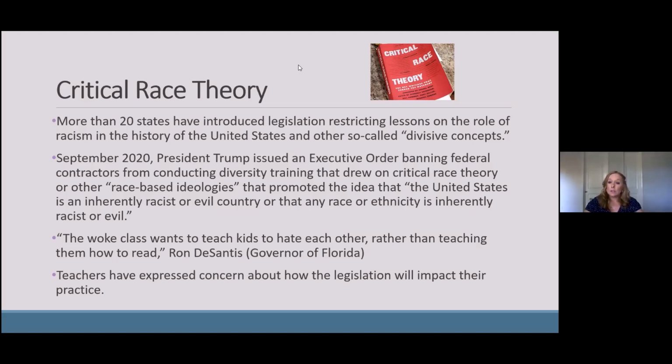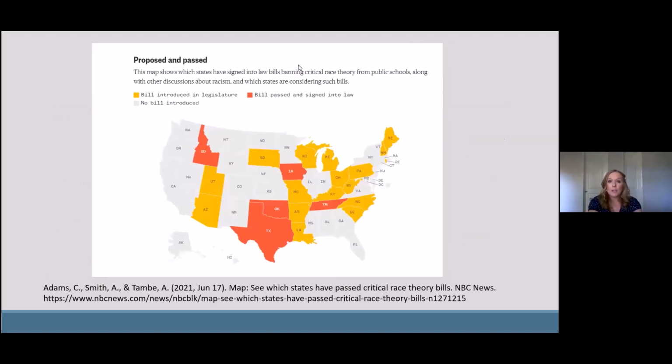And then teachers, of course, have expressed how this will impact their practice. So this map, which we got on June 17th, which is now outdated because we have had some changes since then, shows where we have bills introduced in the legislature and bills passed and signed into law. And then we have other states where no bill has been introduced. So for example, Alabama has changed. We should now be yellow because we had a bill introduced in the legislature in the past week.